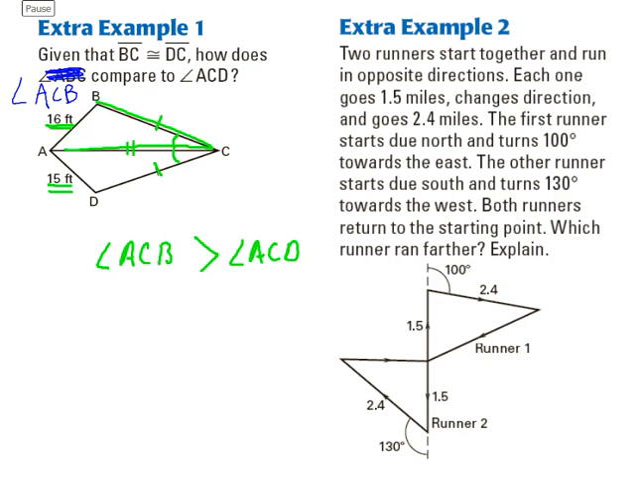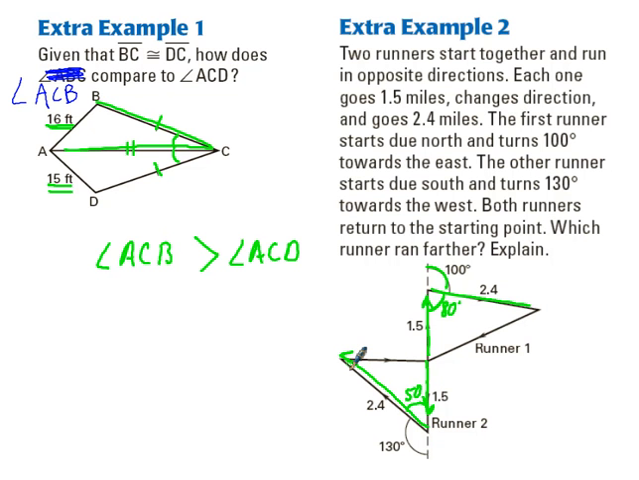This next problem is about runners. One is heading north 1.5 miles, the other is heading south 1.5 miles. And after they go 1.5 miles, they both turn. One turns 100 degrees to the right, which leaves an included angle of 80 degrees. The other turns 130 degrees to the right, which leaves an included angle of 50 degrees. And then they both run their 2.54 miles out. And the question is, which one of these runners runs farthest?